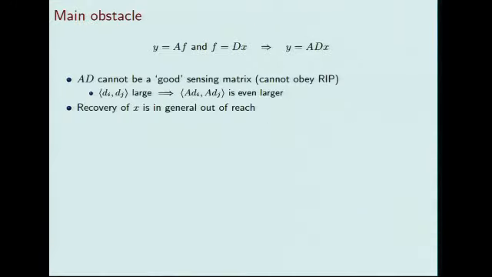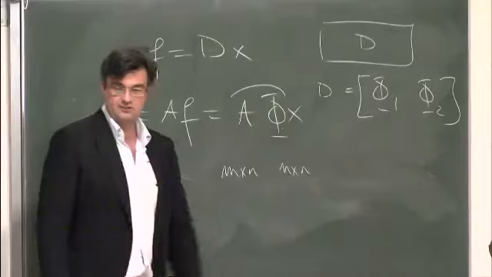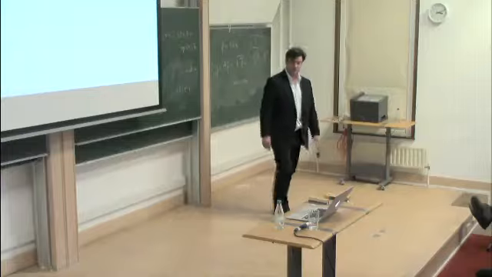I think there is really an obstacle, and the obstacle is that I cannot apply compressed sensing theory to AD. It will not be incoherent, and it will not obey any restricted isometry property that I can think of. What you cannot do is just push forward the problem and say, as long as phi is an orthobasis, there's no problem. But as soon as phi becomes overcomplete, then you have a big problem.